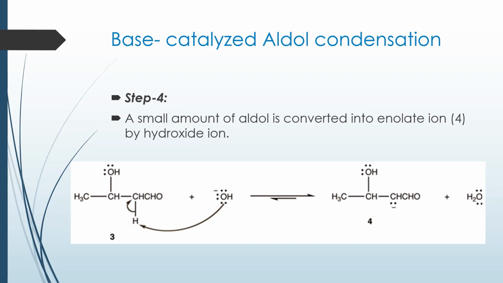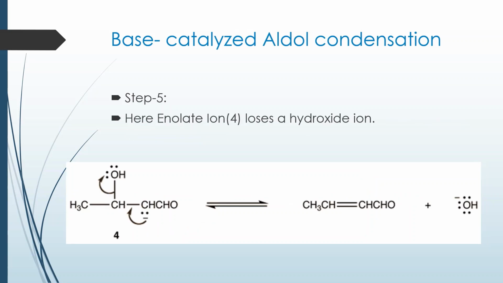Now step 4. A small amount of aldol is converted into enolate ion, that is 4, by hydroxide ion. Now how does it happen? This is a molecule which we have got in step 3. This is a molecule of a base. This base abstracts this proton and here C negative is there. This product we will get in step 4 of this base catalyzed aldol condensation.